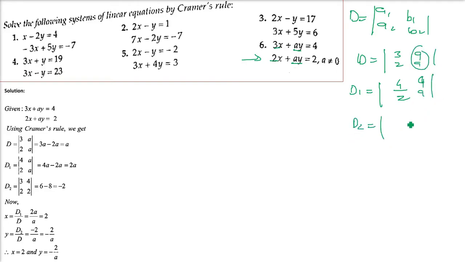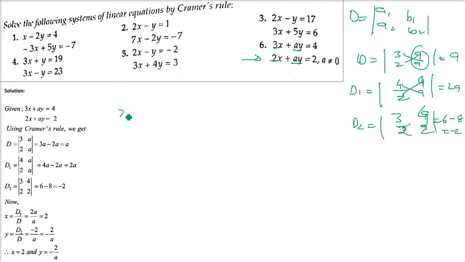The second column has to be replaced by this; the second has to be replaced by 3, 2. So this is A. 4A minus 2A is 2A. So we just have to change it, because here we have to replace it with 4, 2. Okay, so we get 6 minus 8, that is negative 2.